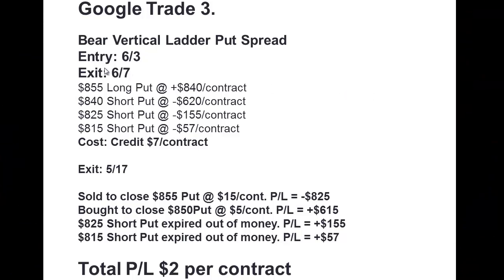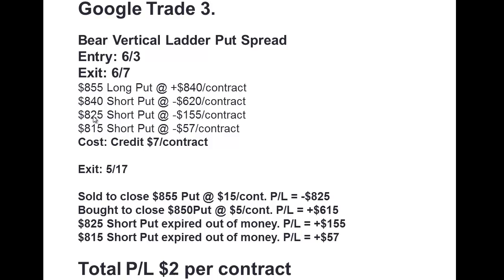So I was long on the 3rd of June. I went long the 855 puts, short the 840. So I had that put spread on, and I had that put spread on at $220 a contract. That was my max risk, or capital at risk.